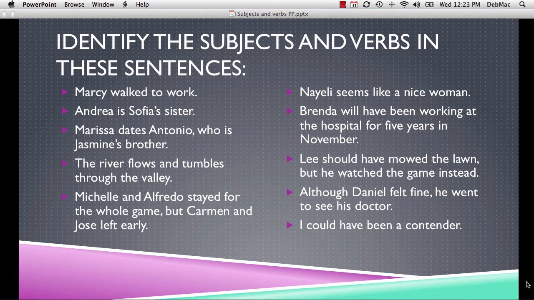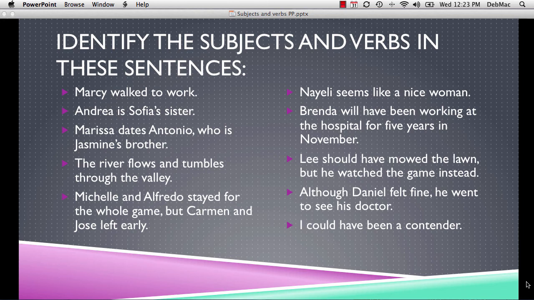We know from working on this earlier that should have mode, watched, are verbs, right? So who or what should have mode? Lee should have mode. So the verb for that part of the sentence is should have mode, and Lee is the subject. Then we had the verb watched. Who or what watched? He watched. So he is the subject that goes with that part, with that verb.